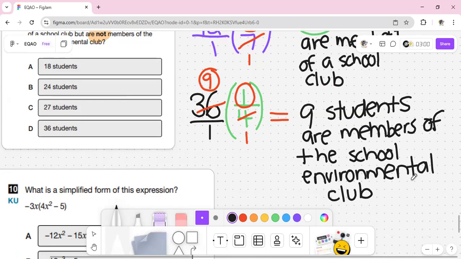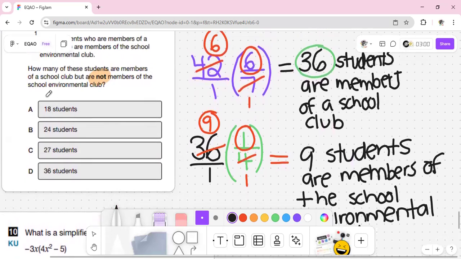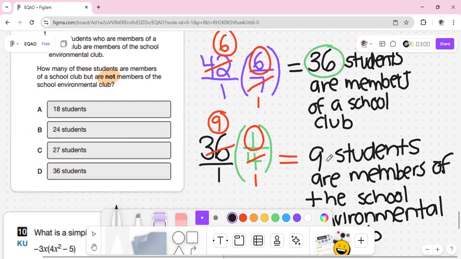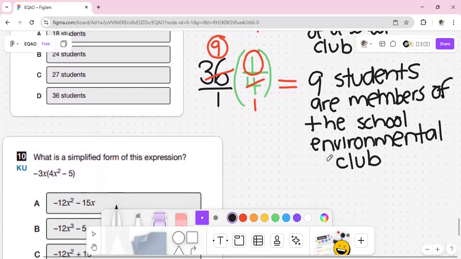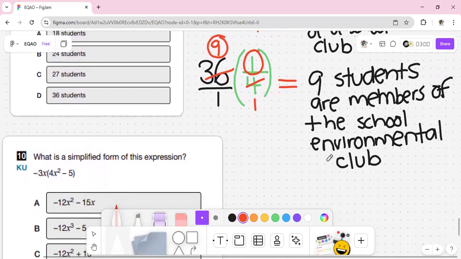Okay, but if you notice that there's no answer 9, that's because it would be tricky if they did put a 9, because that would be a way of tricking you. The question is asking how many of these students are members of a school club but are not members of the environmental club? So it's up to me to know that if there are 36 students that are members of a school club, and I know the ones that are part of the environmental club, I have to subtract 36 minus 9 to get the right answer. So 36 minus 9 is equal to 27 students.